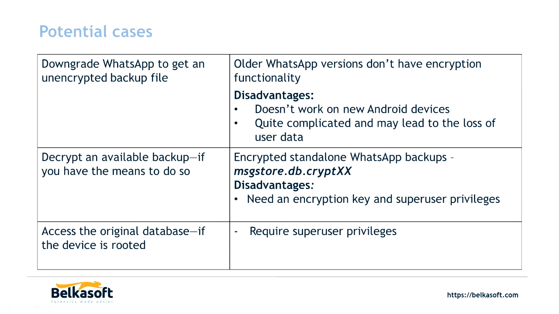The second case is to decrypt an available backup if you have the means to do so. Some Android devices may contain so-called standalone backups, which were created for WhatsApp. Those backups are usually encrypted. Encrypted WhatsApp backups usually appear as crypt XX, where XX stands for some digits, 1, 2, and 12, etc. To access the backup, you have to decrypt it using an encryption key. This key is stored in the WhatsApp sandbox, which can only be accessed with superuser privileges and in case the device has been rooted.